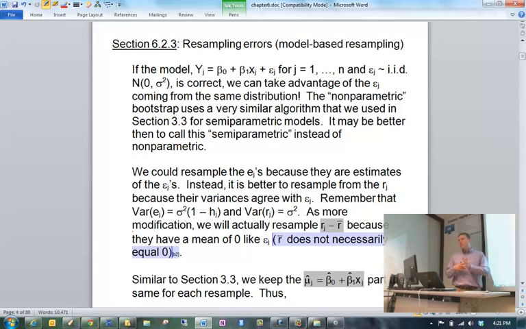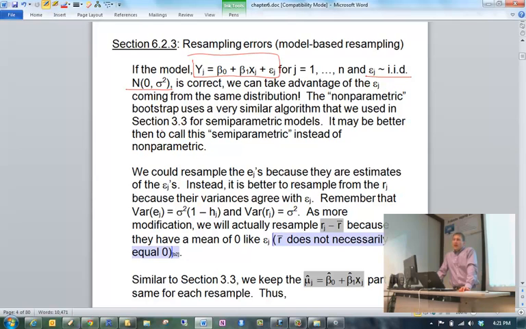It's called model-based resampling. It's going to be very similar to the semi-parametric models of sampling that we saw in Chapter 3. So let's say, again, here's our model. Y sub j is equal to beta 0 plus beta 1 times x sub j plus epsilon sub j. Now, the key thing to look at here is that these epsilon j's come from the same distribution. Okay? And if you wanted to, you don't even have to assume normality. Just the idea that they come from the same distribution is what is important.